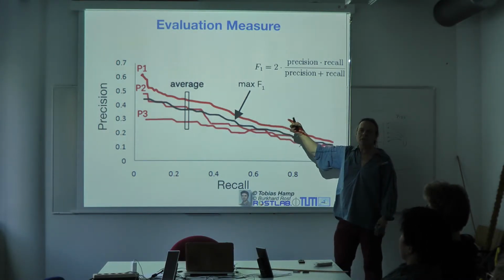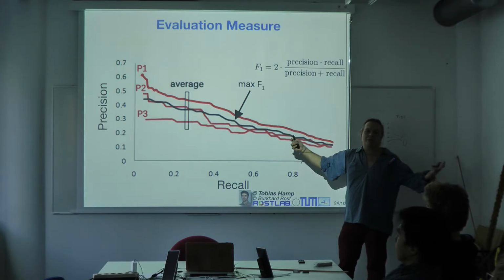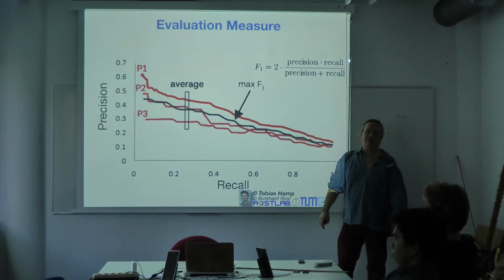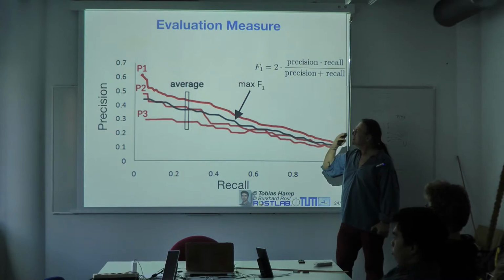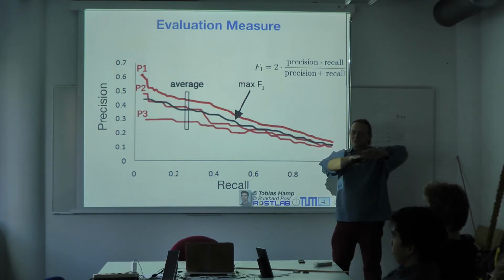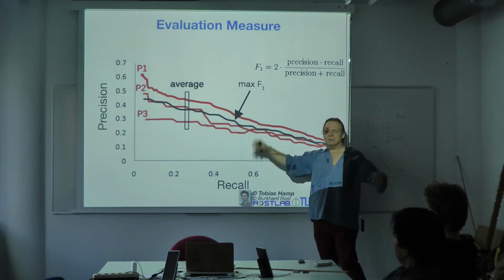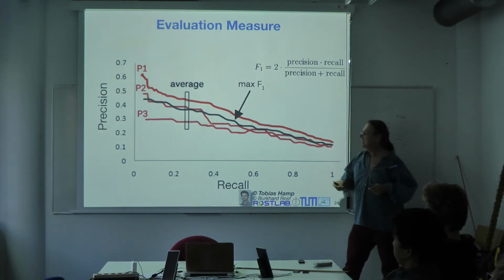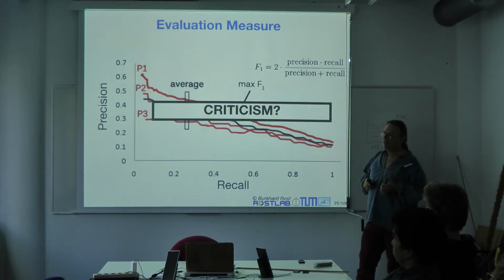If your method is equally good throughout, it shouldn't matter. So the advantage of a method that is good throughout is not quite measured, because you're only looking at one point. That is a problem.